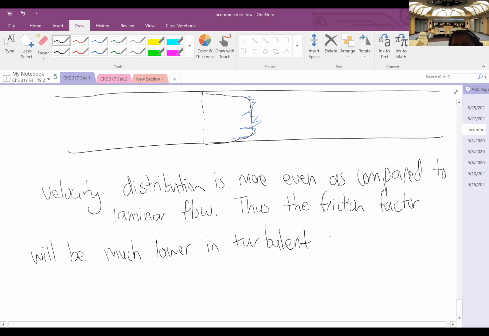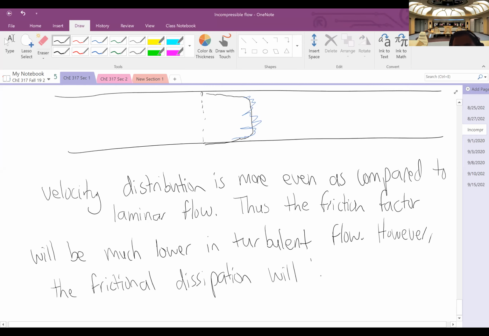Wow, I cannot spell today. However, the frictional dissipation will be much higher as compared to laminar flow.